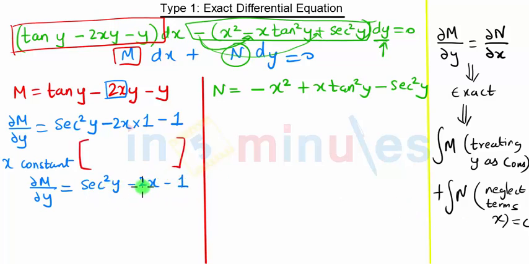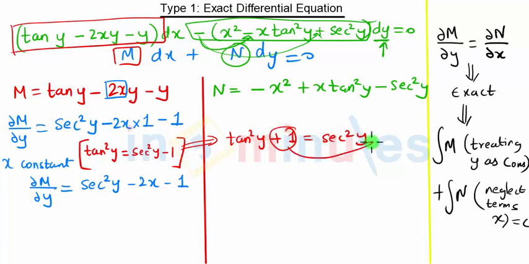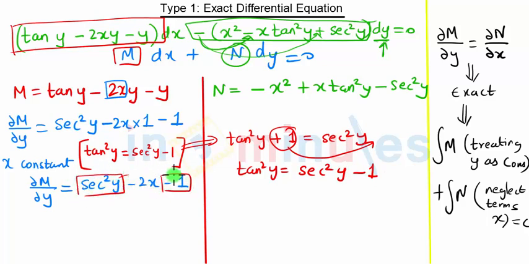Here we are going to use one property. We know that tan square y is nothing but sec square y minus 1. This property comes from tan square y plus 1 equal to sec square y. If I take the 1 to the right hand side, I will get tan square y equals sec square y minus 1. As you can see, we have sec square y and minus 1, so we can replace these two terms by tan square y. The minus 2x will remain as it is, and we will get plus tan square y. This is how we modify our terms.